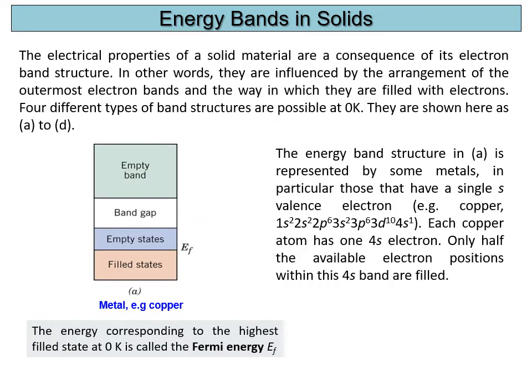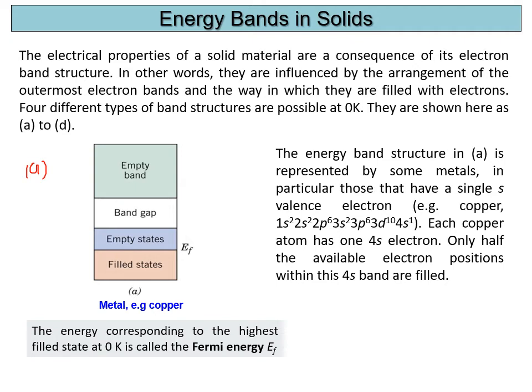The electrical properties of a solid material are a consequence of its electron band structure. In other words, they are influenced by the arrangement of the outermost electron bands and the way in which they are filled with electrons. Four different types of band structures are possible at 0 Kelvin. They are shown here as A to D.